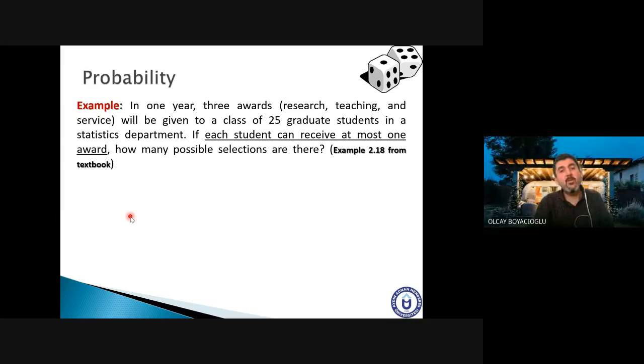All right, now let's look at this example and how we can solve it. In 1 year, 3 awards, and those awards will be research, teaching, and service awards. 3 awards will be given to a class of 25 graduate students in a statistics department.